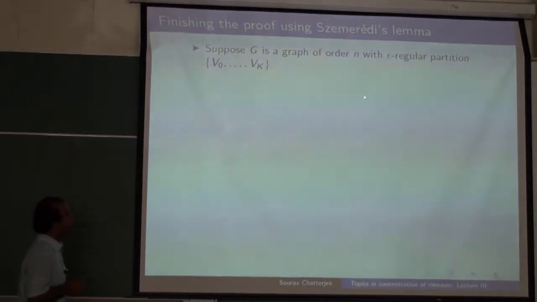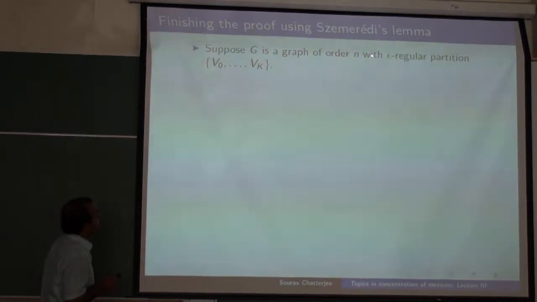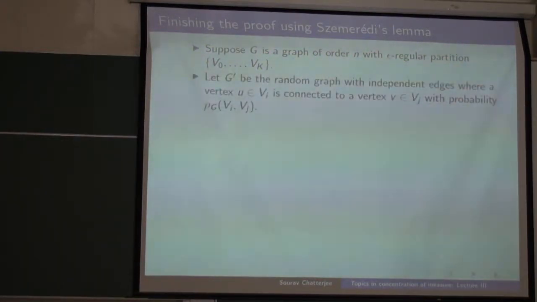Okay, so finishing the proof. Suppose G is a graph of order n with an epsilon regular partition V0 to Vk. So n is very large, k is fixed, think of it that way. Now once you have the partition, you have the edge densities between these blocks. So you take all these edge densities and construct a random graph where you take u in Vi and v in Vj, and put down an edge between u and v with this probability. So you try to mimic the behavior of the graph with a random graph.